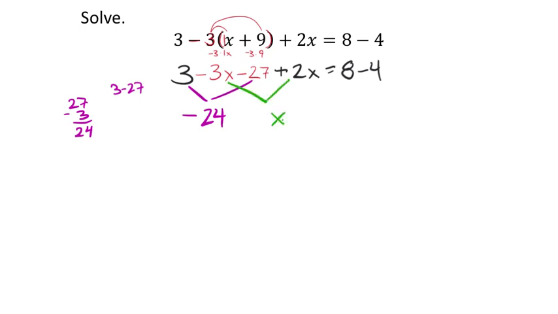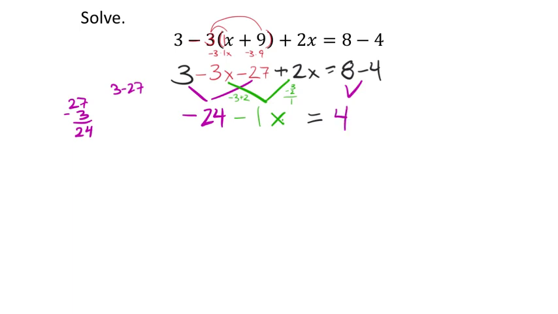Now, how many x's do we end up with? Well, that's -3x's plus 2x's. And since we're adding opposites and there's more negatives than positives, it's going to be negative. And then we'll do big minus small. 3 minus 2 is 1. -1x's. Okay, this would equal, on the right side, we have 8 minus 4, which is 4.